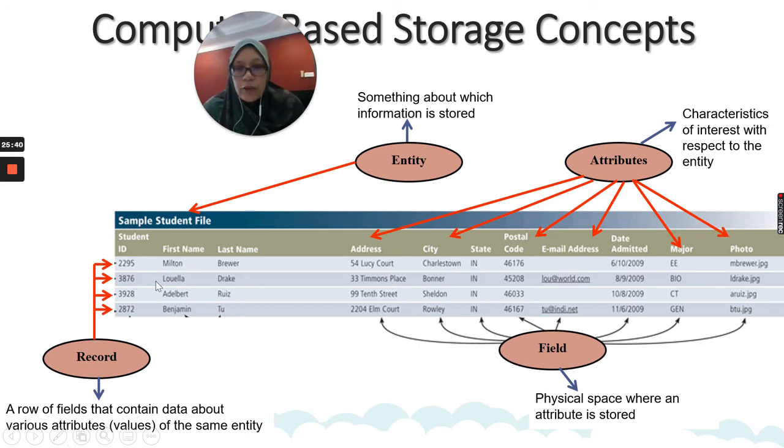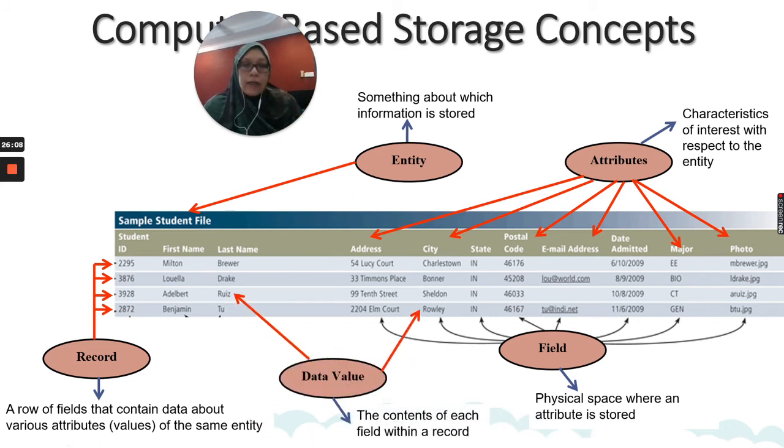And then the second row is about Luella. So each row contains data about the entity, about the characteristics dia, about the attributes of the same entity. Okay, so in the database we call it a record. Kita panggil dia record. Okay, so they represent the rows in the table.